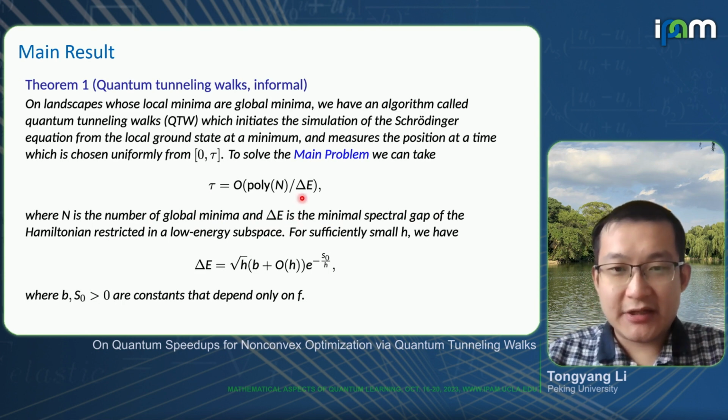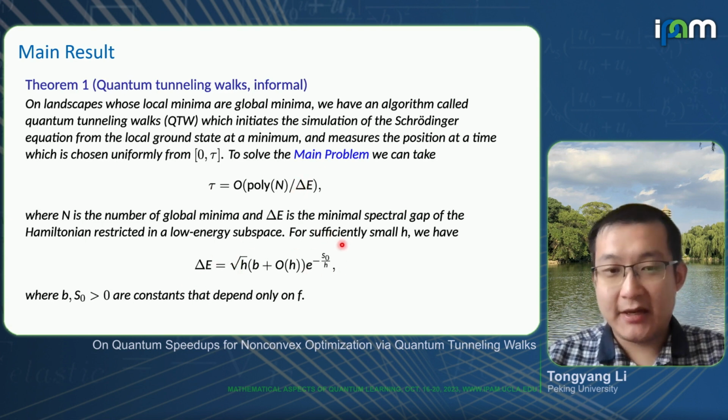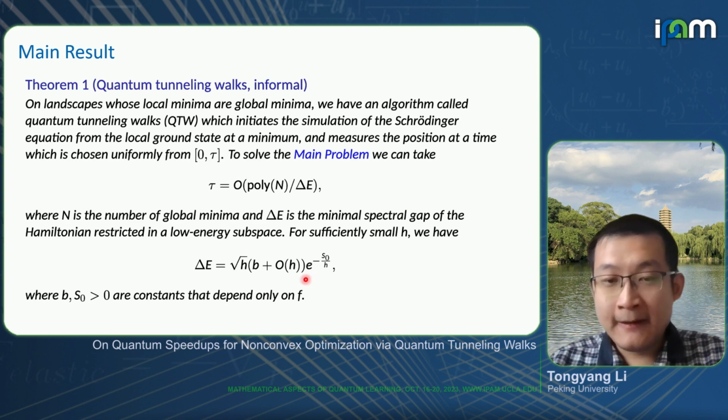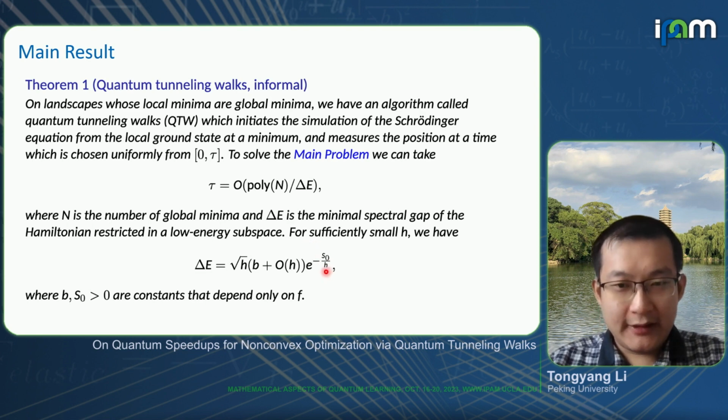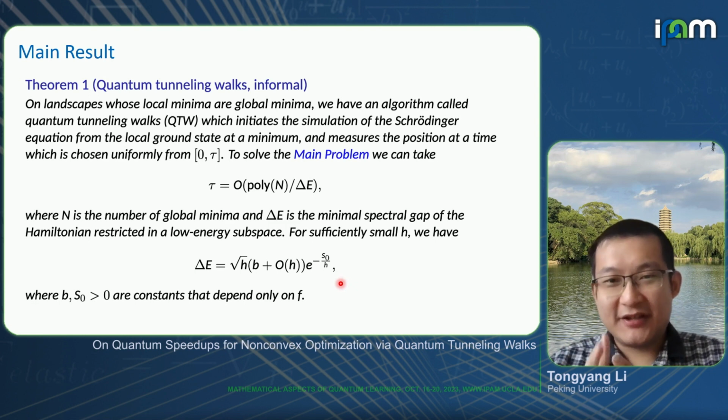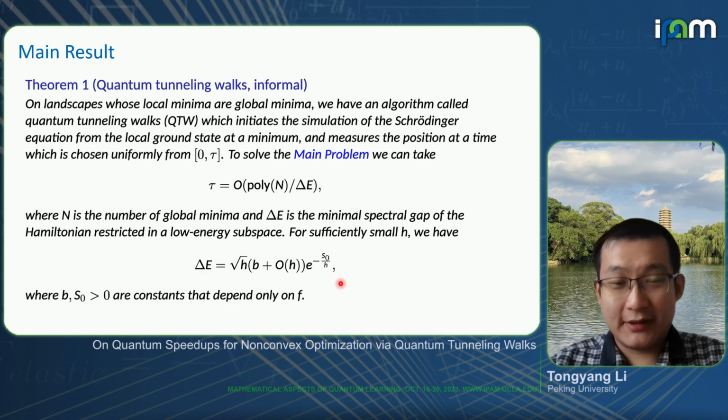And we can show that, in terms of this algorithm, the minimum spectral gap has this kind of behavior. It has a polynomial term in terms of h, the quantum learning rate here. And it also has an exponential term, the exponential of minus S0 divided by h. This S0 is a constant that depends only on the function f here, and h is the quantum learning rate. So you see, this e to the minus S0 divided by h is probably the most important, crucial, and costly term in this kind of quantum tunneling walk.